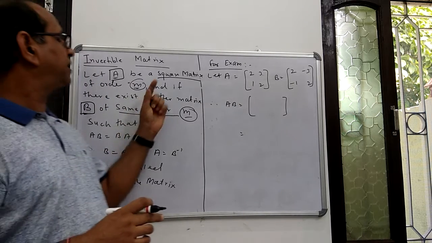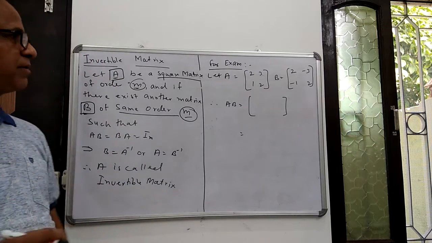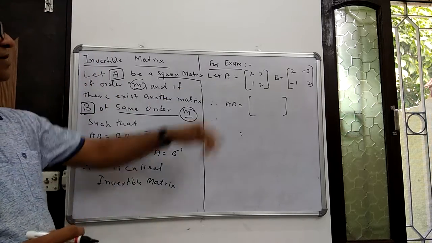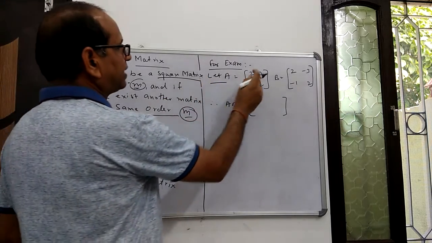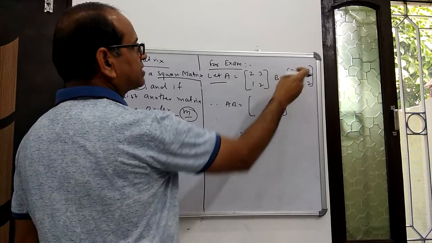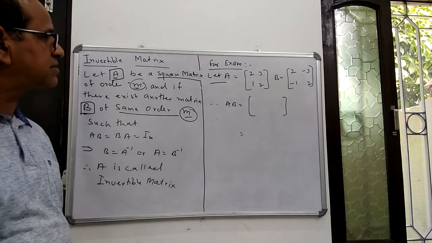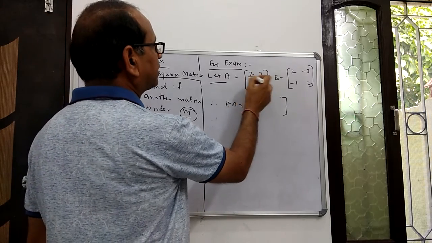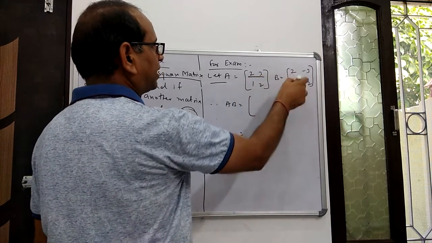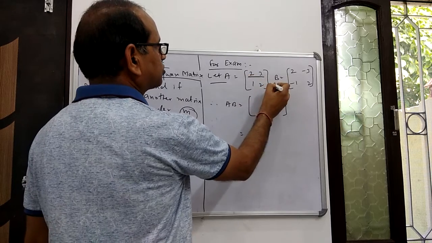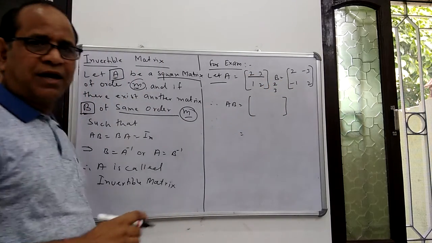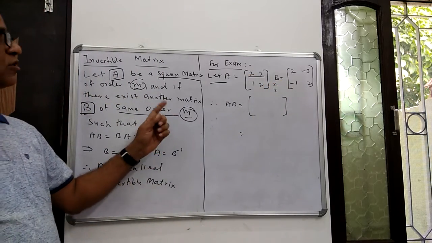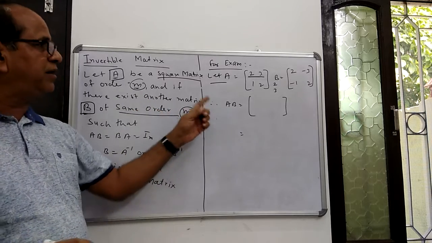Now to understand the inverse of a matrix or invertible matrix, we will take one example. Let A be this matrix and B be another matrix. Now we will calculate AB. As I told you earlier, the first row we will multiply by the first column. So we write 2 and 3 here. I already explained the multiplication of matrices and it is very important here.